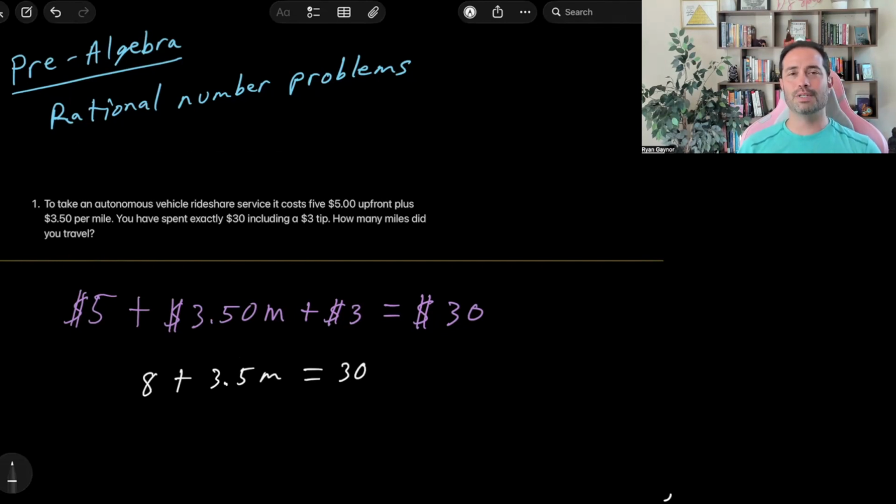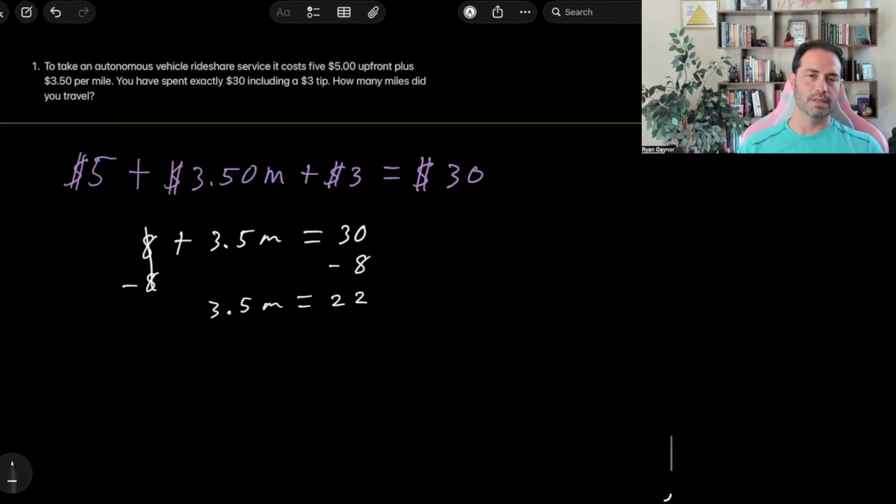So now we just do the opposite of what's happening. The M is being multiplied by 3.5, but there's also a plus 8. So the opposite of plus 8 would be minus 8. So that goes down to that. We have 3.5 M equals $22.